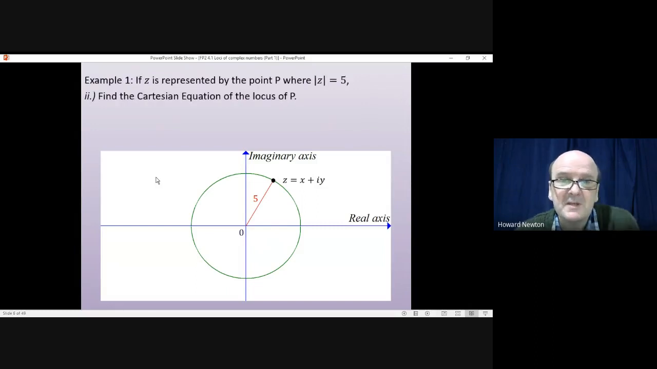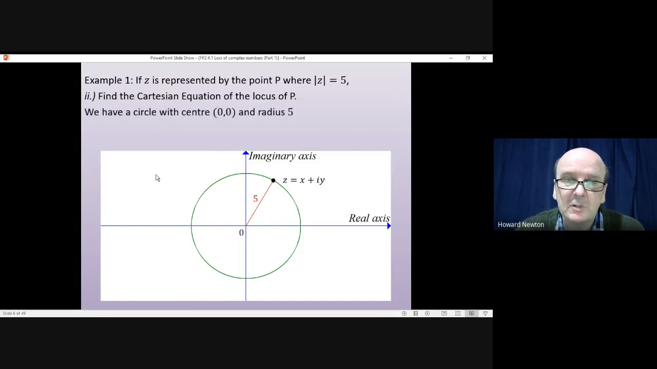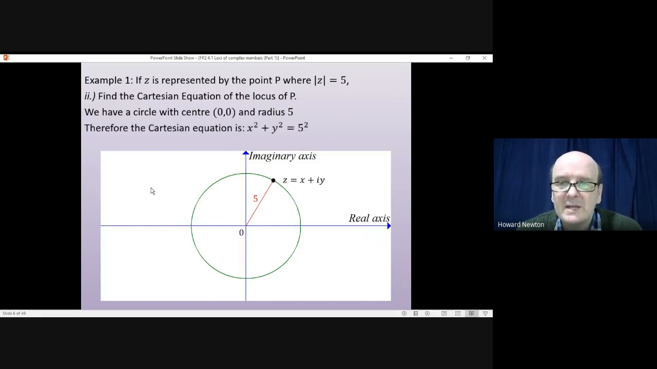Part 2 asks to find the Cartesian equation of the locus of P. Well, we've got a circle. The center is the origin, (0, 0), and the circle has radius 5. So in this instance, we can just use normal geometry to immediately say that the Cartesian equation must be x squared plus y squared is equal to 5 squared.